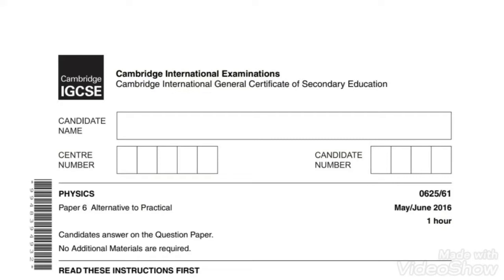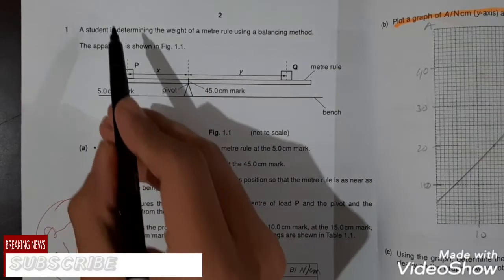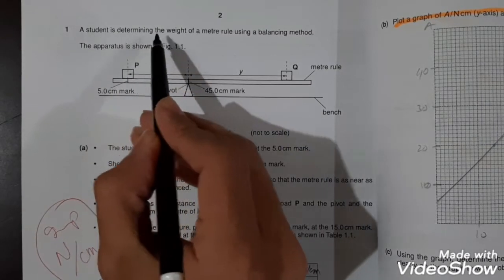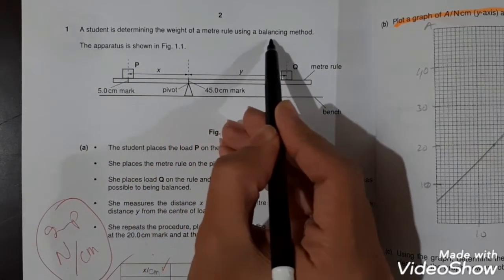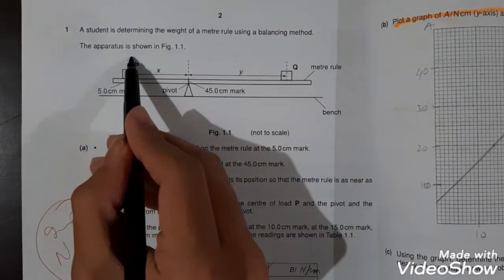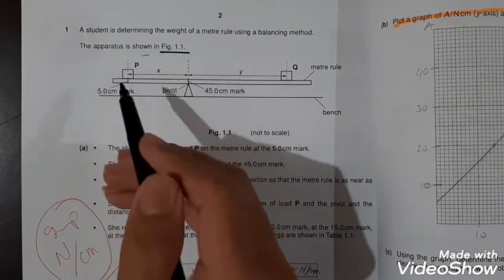Hi friends, today I'll be explaining Physics May June 2016 paper 61. Question 1 states a student is determining the weight of a meter rule using a balancing method. The apparatus is shown in figure 1.1.